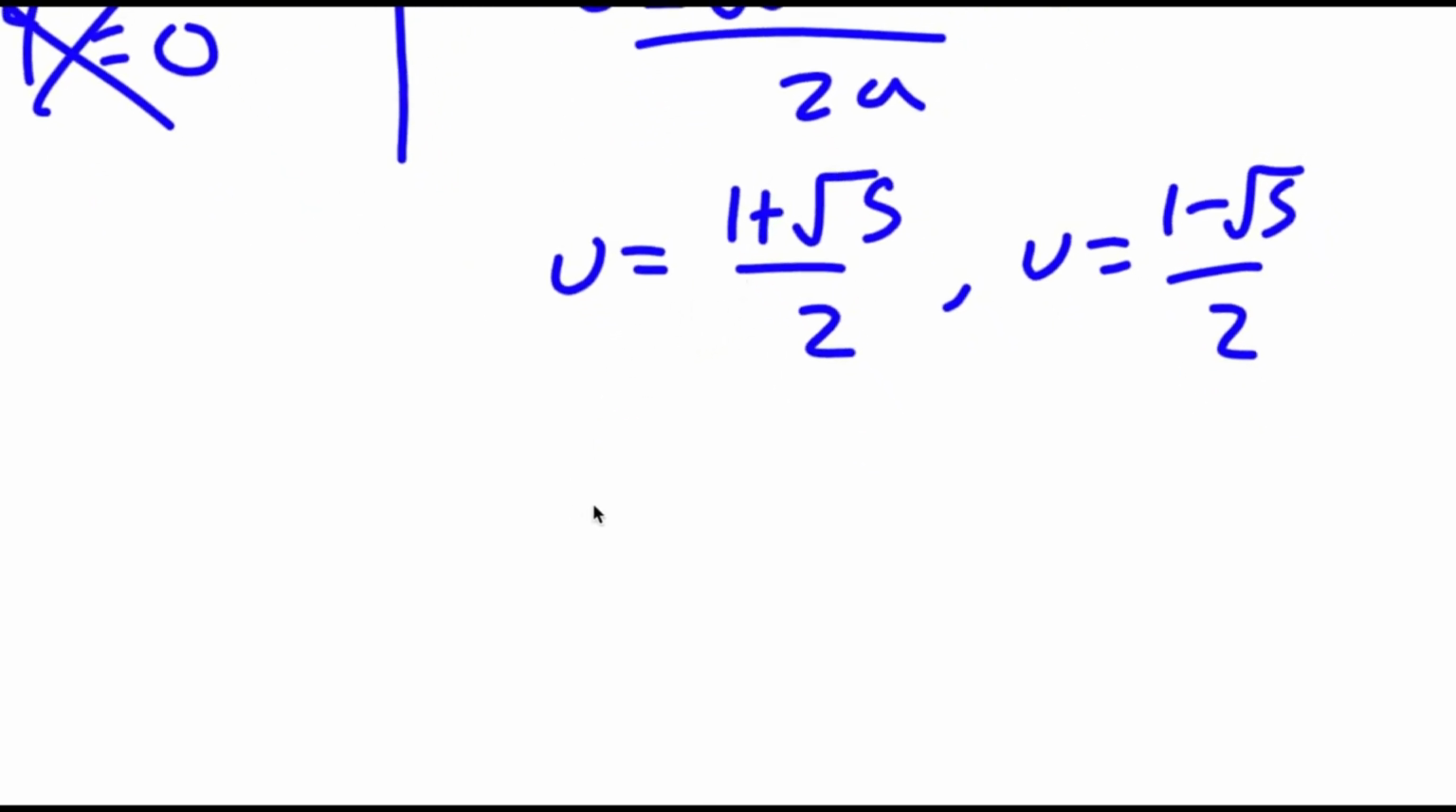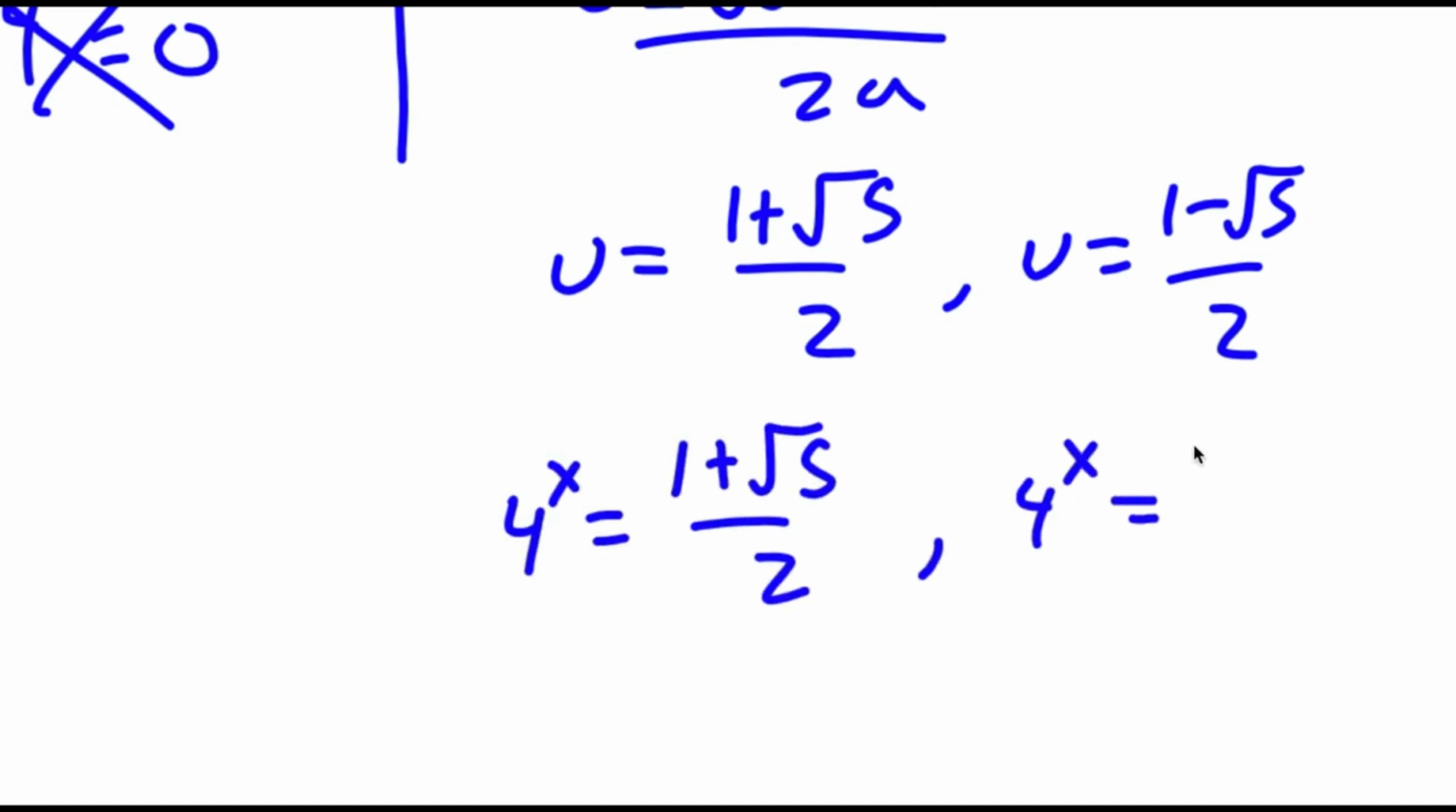So now I have 4 to the power of x is equal to 1 plus the square root of 5 over 2, and 4 to the power of x is equal to 1 minus the square root of 5 over 2. Well, 1 minus the square root of 5 is going to be a negative number, and you can't take the power of a positive number and make it negative, so this is no solution as well.